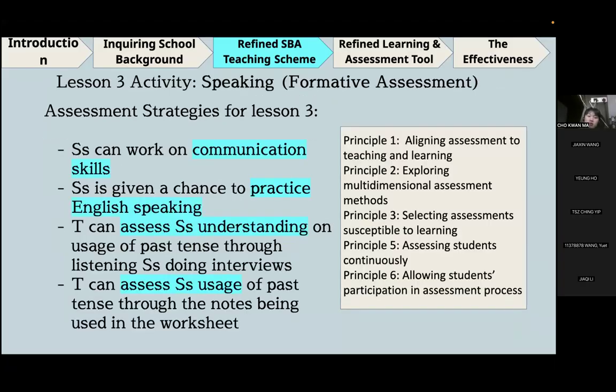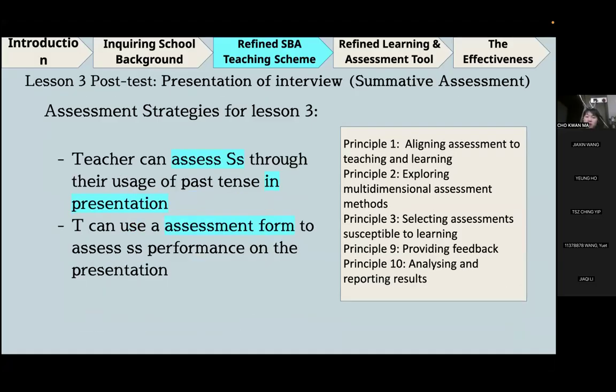So for the assessment strategy for the activity of lesson 3, the students can work on their communication skills and they are given a chance to practice English speaking. And the teacher can also assess the students' understanding of the usage of past tense through listening to the students do the interviews themselves, and they can also assess the students' usage of past tense through the notes being taken down. And for the assessment strategies for the post-test, the teacher can assess the students through the usage of past tense during the presentation, and the teacher can also use an assessment form to assess the students' performance on the presentation.